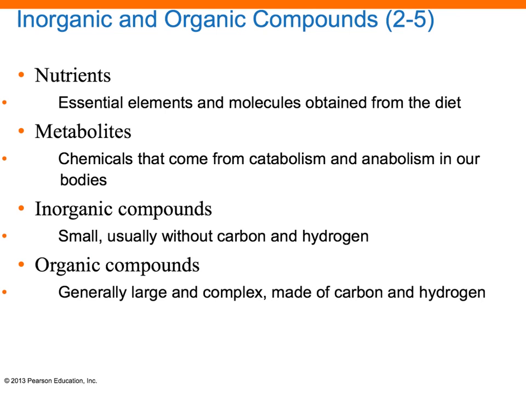We finish up with organic and inorganic compounds. Nutrients are essential elements and molecules obtained from the diet. Metabolites are chemicals that come from catabolism and anabolism in our bodies. Inorganic compounds are small and usually without carbon and hydrogen together. They may have carbon dioxide, but they don't have carbon with hydrogen together. Water, for example, is inorganic. It doesn't have carbon and hydrogen together.